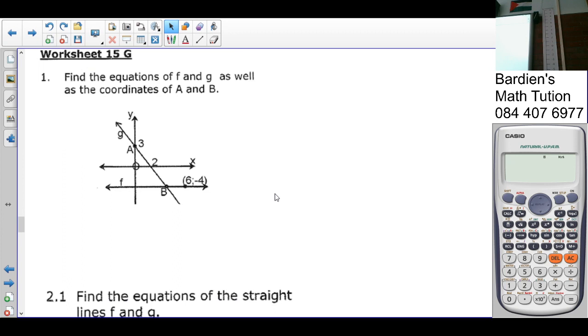Right! 15G. 15G. The question says find the equation of f and g and the coordinates of A and B. Okay, so this is the axis here, no? The X-axis and the y-axis. Okay. So if this is the line f, what is the equation of f of x?